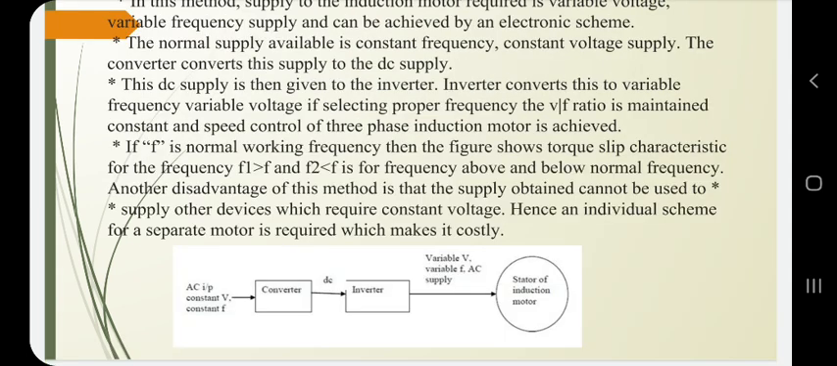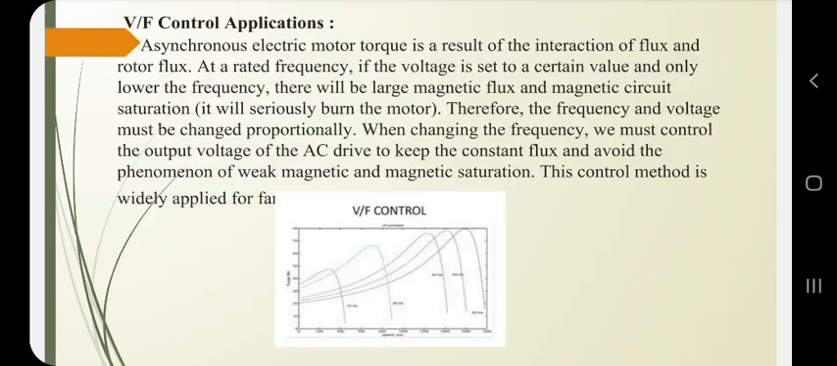This is the block diagram. Input AC, we give constant voltage and constant frequency. It passes through the converter. The converter converts AC to DC, and the DC is passed through the inverter. The output of the inverter is variable voltage and variable frequency, and it is used to control the motor speed.